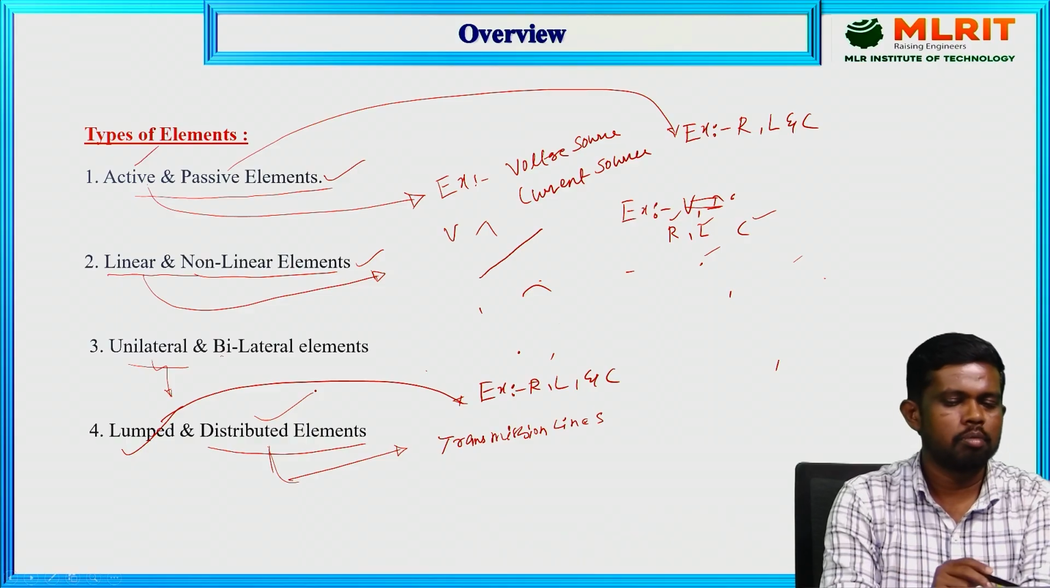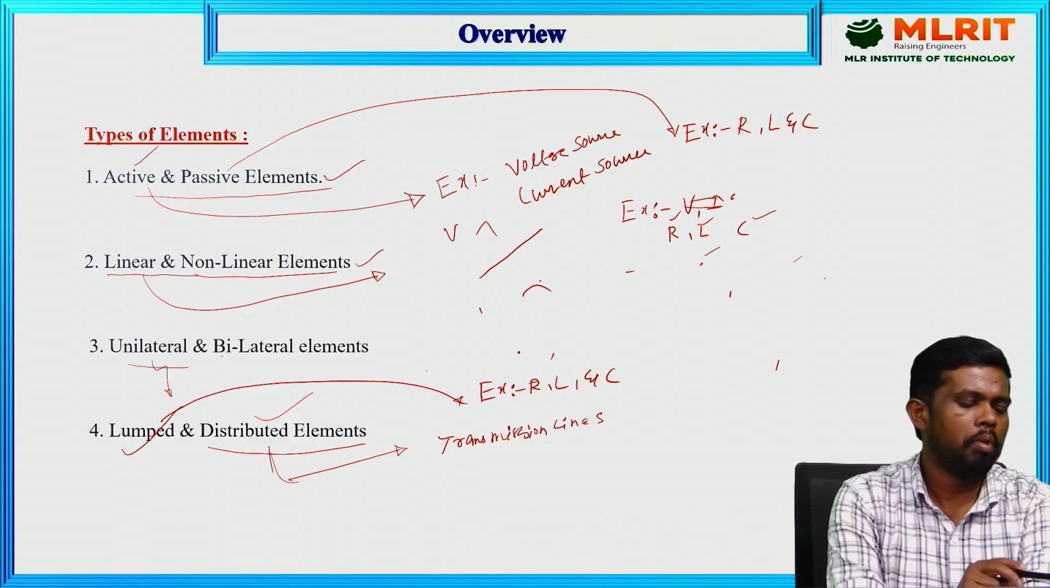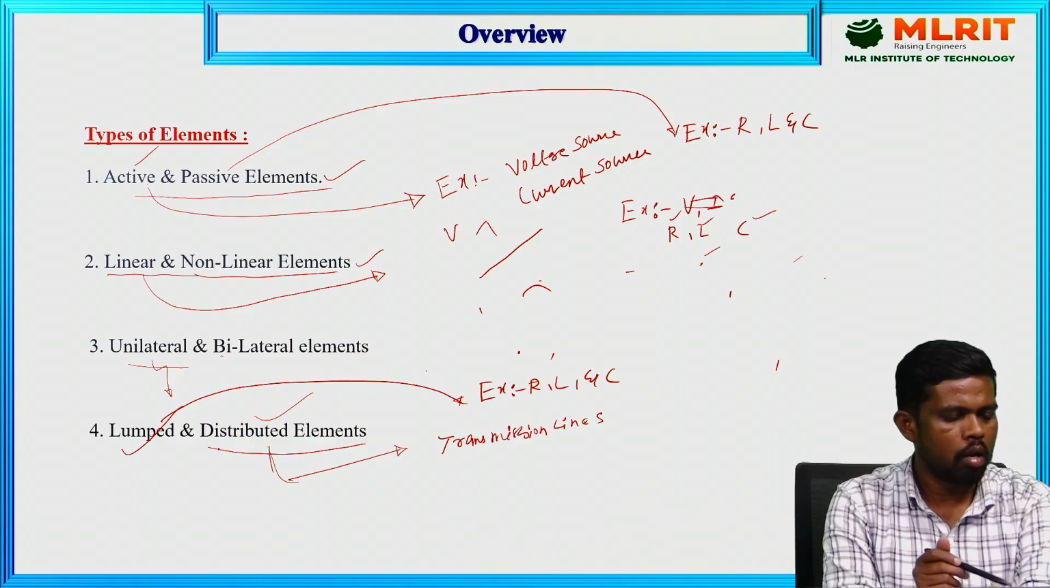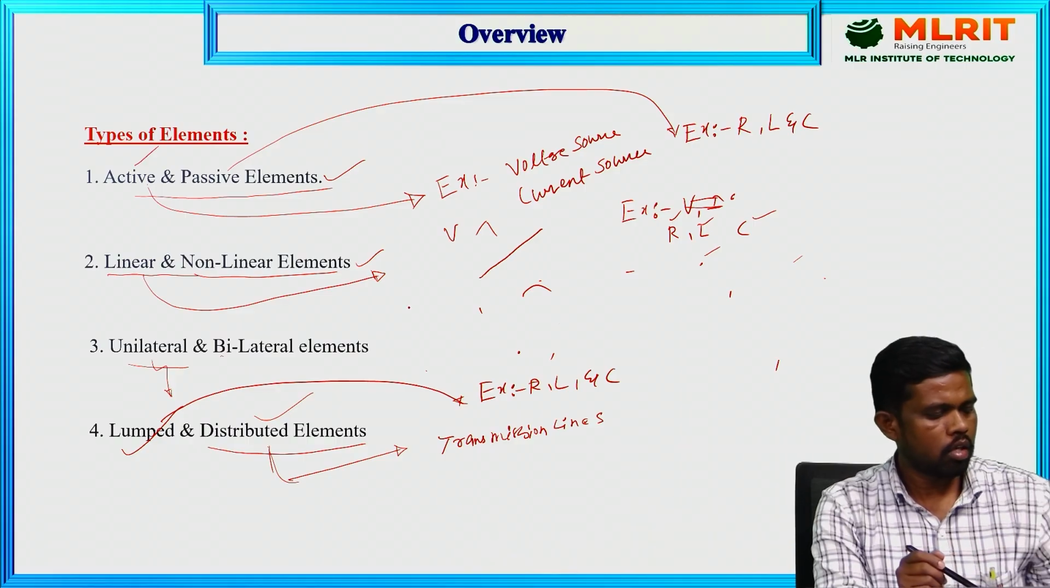So these are the types of elements in electric circuits. Based on their V-I graph, we can classify them into four categories: active and passive elements, linear and non-linear elements, unilateral and bilateral elements, and lumped and distributed elements. These types are the classification of different elements.